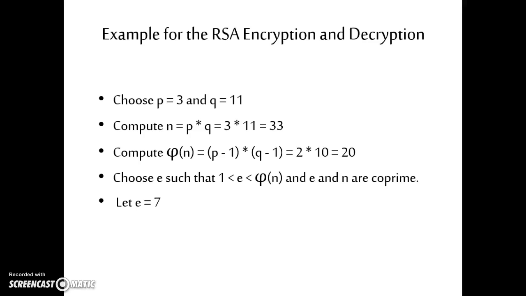Here the main thing starts. How do we calculate public key E? Public key is greater than 1 and less than phi of n. And the important thing here is that it must be co-prime to phi of n. So I chose 7. Here we can also choose 11, etc., which is co-prime to 20 and more than 1.